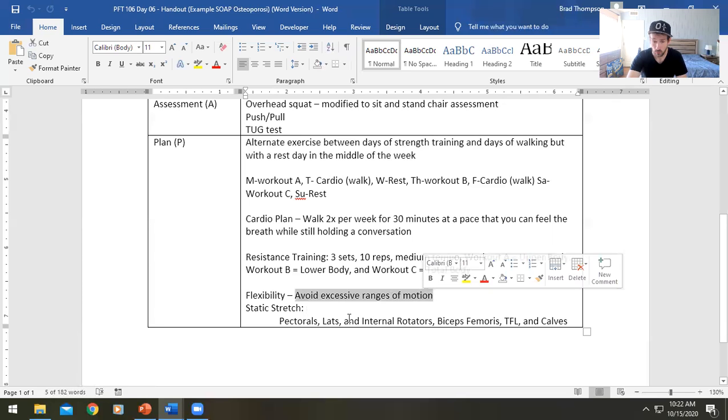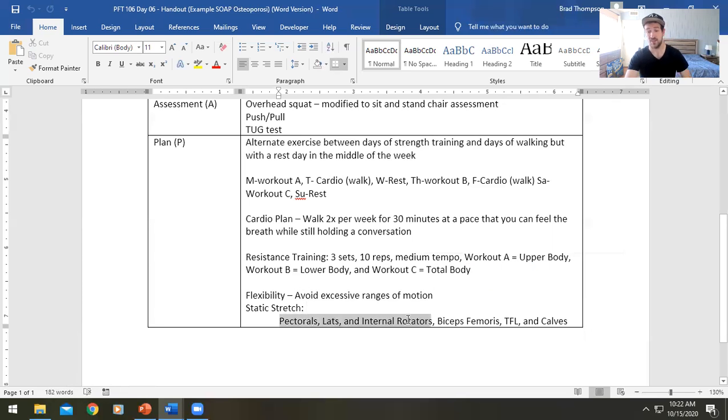Flexibility wise, we want to focus on the pecs, lats, rotators, biceps femoris, TFL, and calves. Pretty standard list for knees cave in, pretty standard list for upper cross syndrome. But on all of these, we do want to avoid those excessive ranges of motion so that we don't create too much inflammation in the joints and we don't get any joint pain.